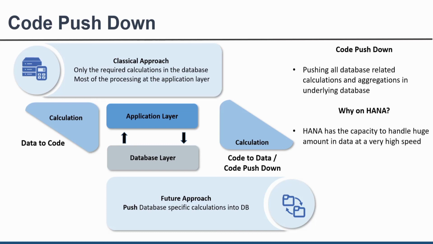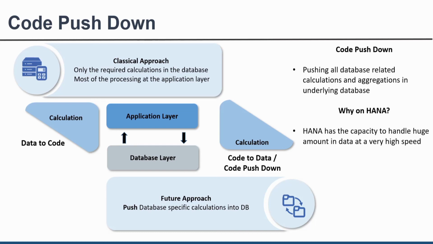Now the scenario has changed. Now your database is very powerful. It can handle huge amount of data with a very high speed, and in order to leverage this feature of HANA, you have to use code push down on top of HANA. So that means it is a complete 360-degree change for ABAPers. The way you plan your report, the way you design your report in ECC is completely different than the way you will now plan it on top of HANA.